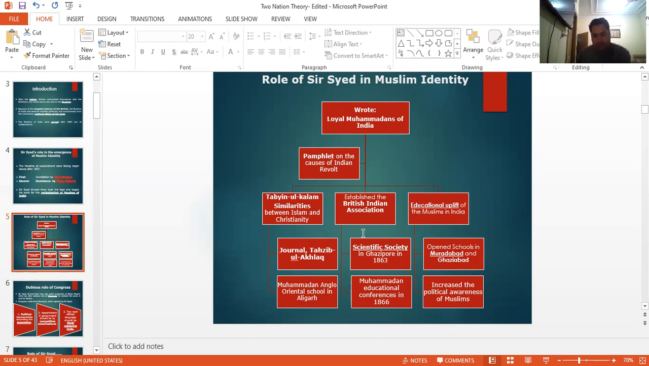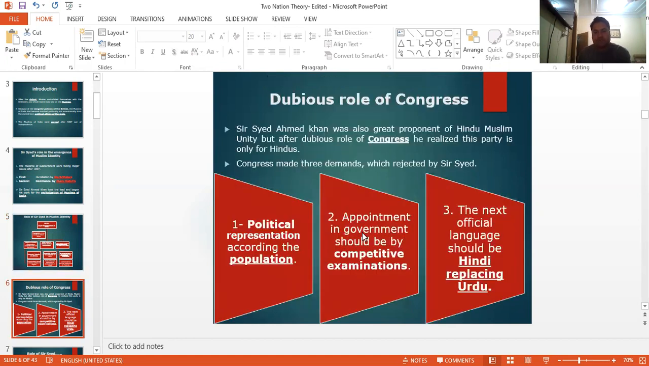So Syed Ahmad Khan realized that when the Congress was established in the last part of the 19th century, the Congress was solely a Hindu party, and they were not going to work for the Hindus and Muslims of the subcontinent. He realized this fact after the Congress demands, after 1857.